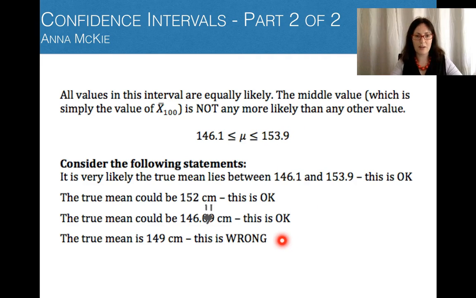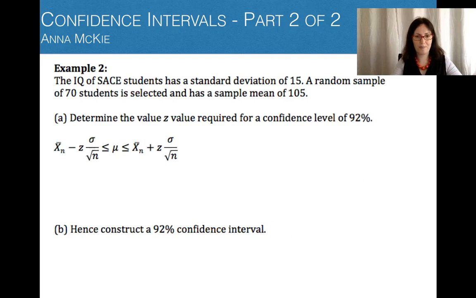What about this last statement? The true mean is, so it's definitely 149. 149 is in the interval, true, but we cannot be that certain. We cannot definitely say it is 149. Every value in there is equally likely, so that statement would be wrong. Just trying to get your head around that.